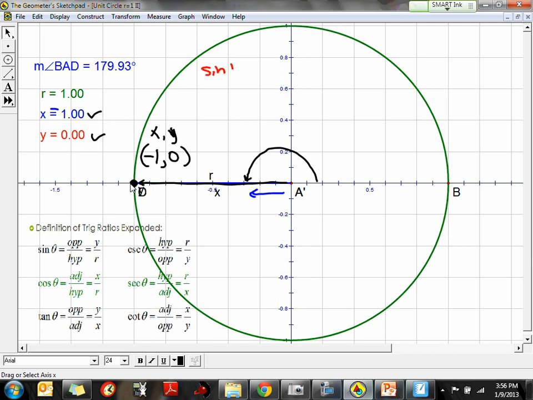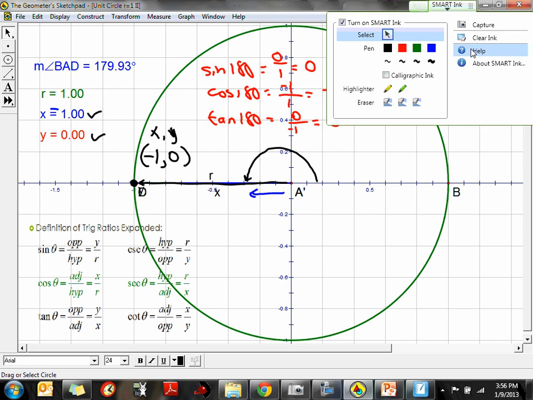The sine of a 180-degree angle is equal to the Y value, which is in this case 0, over the radius of 1, which is 0. The cosine of a 180-degree angle is equal to negative 1 over 1. The length of the radius is always positive, so negative 1, because it's a positive divided by negative. And the tangent of 180 is equal to the Y value, which is 0, over negative 1, which is still 0. So those are the 3 basic trig functions of 180 degrees.